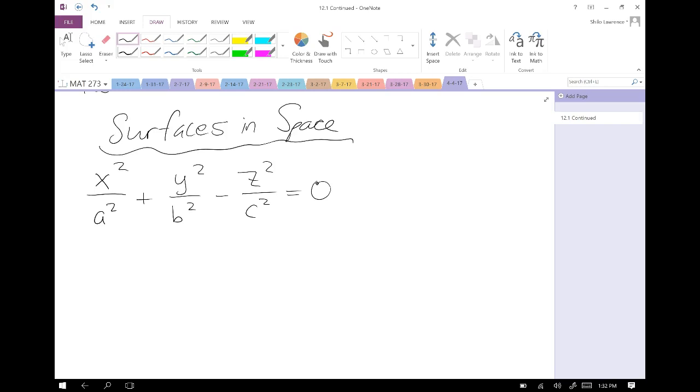So to figure out what this thing is, we're going to look at the traces. To do the traces, remember, the easiest way is to just set one of the variables equal to 0. That's going to give us what the cross sections look like in each of the individual two-dimensional planes. So for the xy trace, we're going to set z equal to 0. There are a few situations we said where setting the variable equal to 0 doesn't make sense, and instead we just set it equal to a constant.